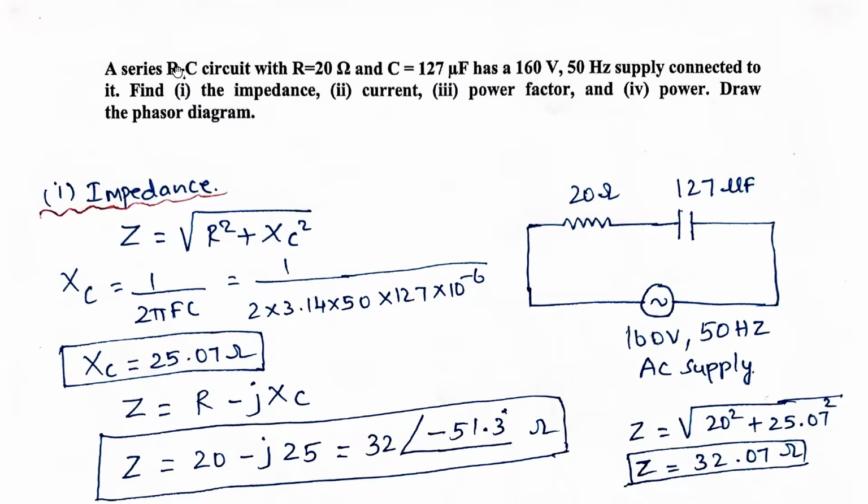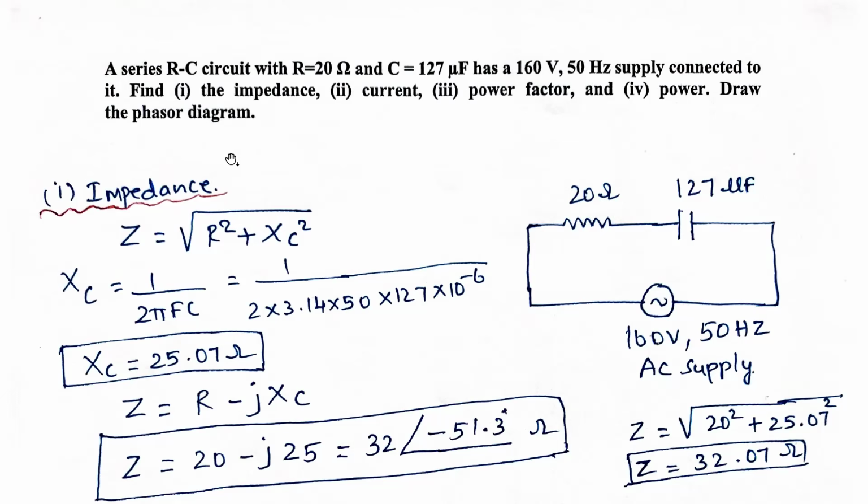As I said before, if a question is asked, first you need to draw the circuit diagram of that particular problem. So resistance is there, capacitance is there, connected in series. Resistance value is 20 ohms, and capacitance value is 127 microfarad. Now it is connected to a 160 volt, 50 hertz AC supply. 50 hertz supply means it is AC, because frequency applies only to AC supply. Even though it is not mentioned, I am mentioning it here as AC supply.